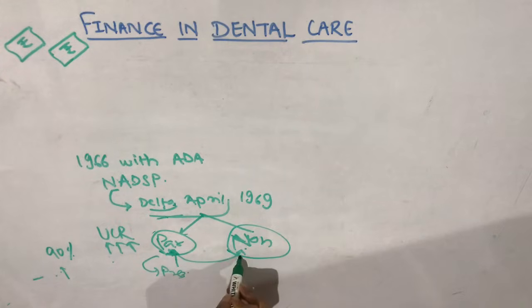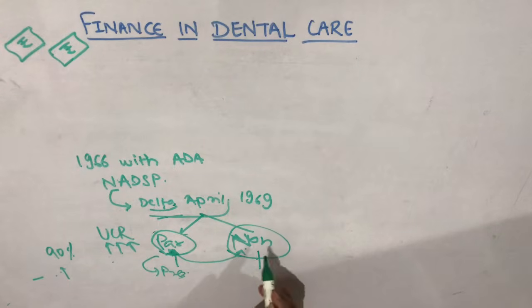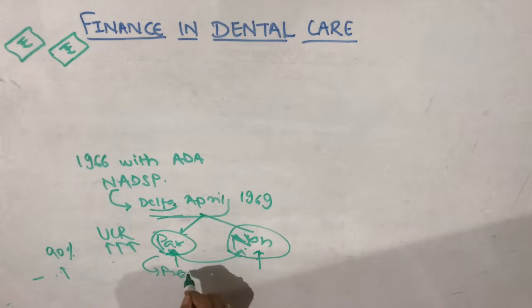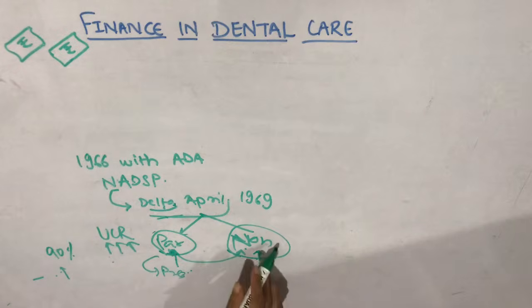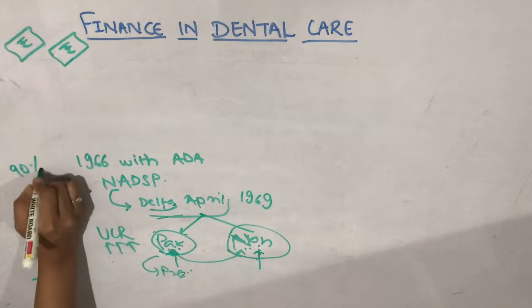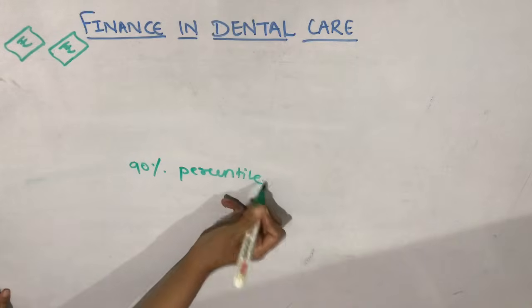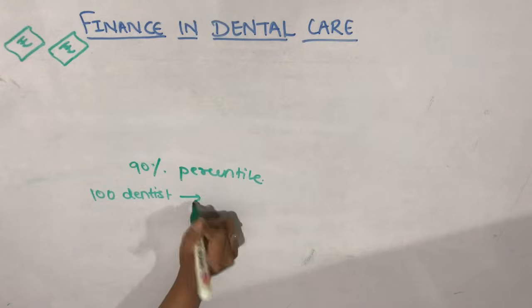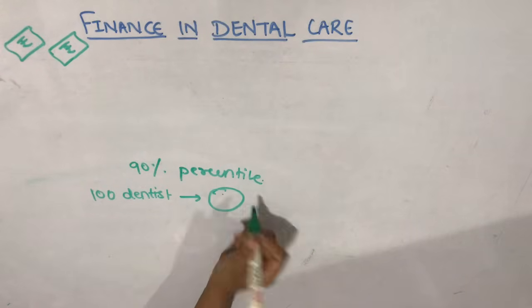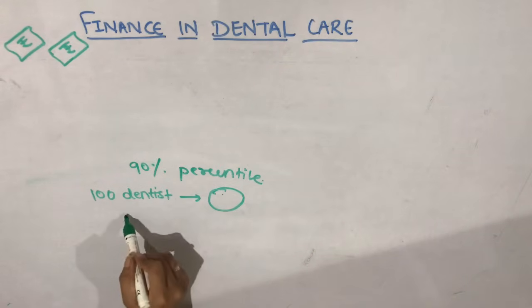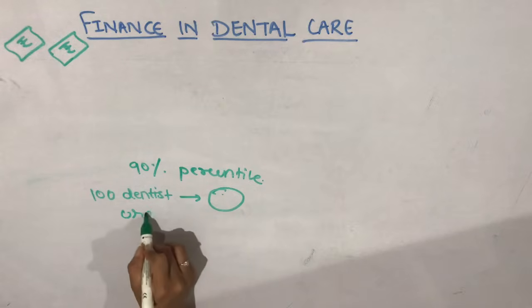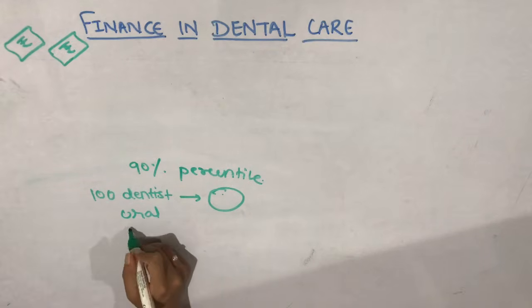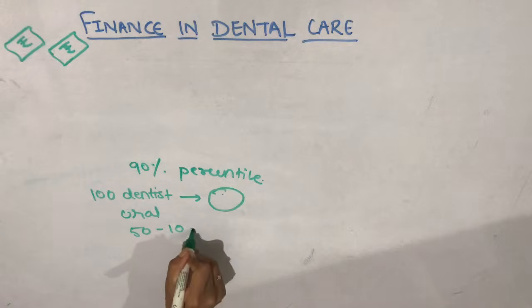But for non-participating dentists, there is nothing like this. There are no audits, they don't have to keep the records, and they don't have to show their usual and customary fees. But what are the disadvantages between these two? So there is this 90th percentile system. For example, if there are 100 dentists working in an area, you will see the prices for oral prophylaxis, for example, are between 50 and 100 rupees.